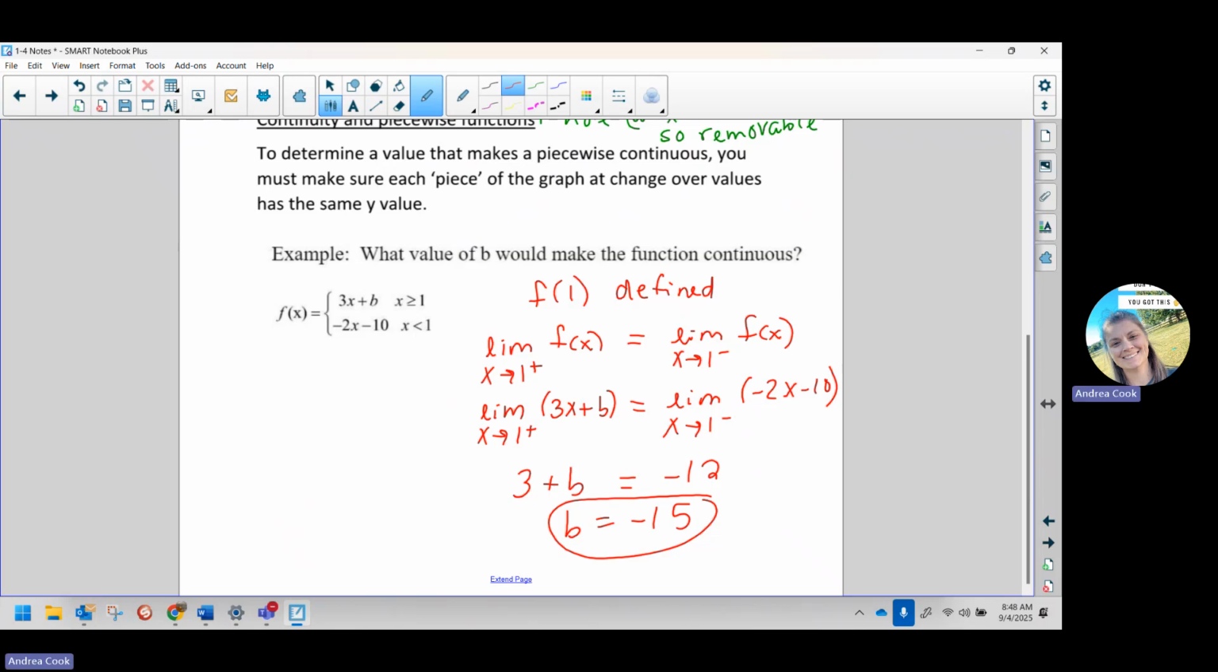Sometimes there are multiple pieces, like there might be a third equation. So the first two pieces have to equal each other, and the next two pieces have to equal each other. So you would have to set up two different limit equations. That's on the classwork. All right, questions about the definition of continuity before we move on to our theorem, IVT?